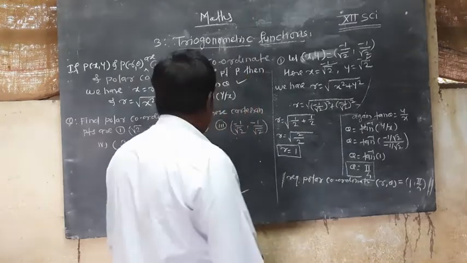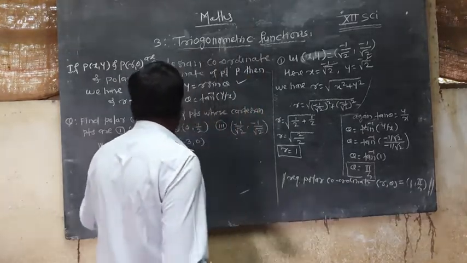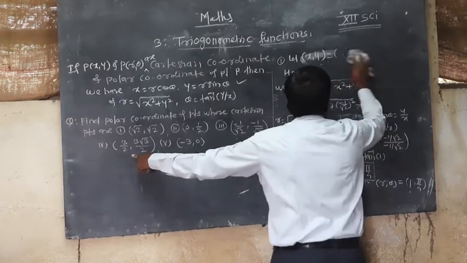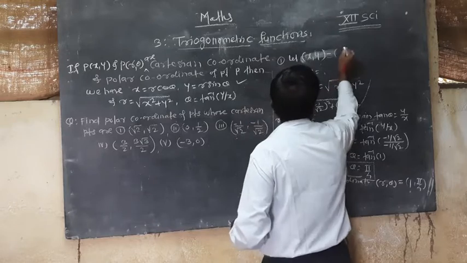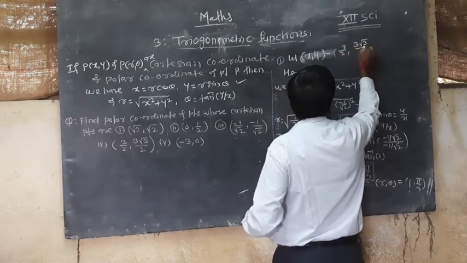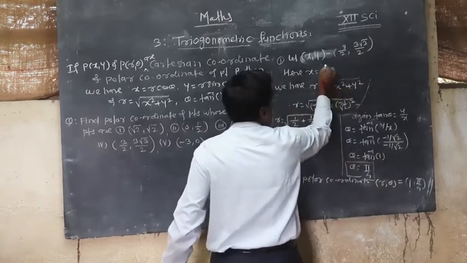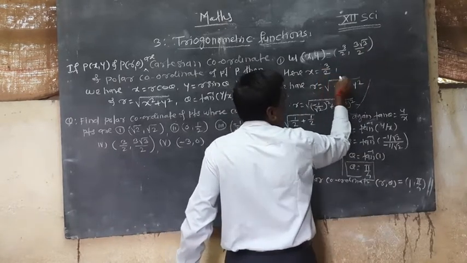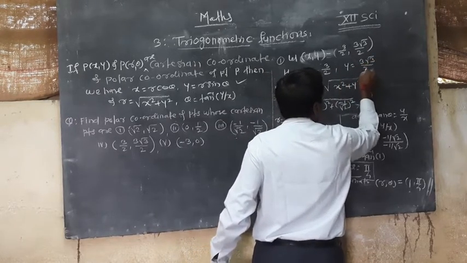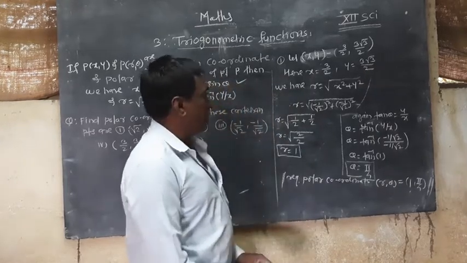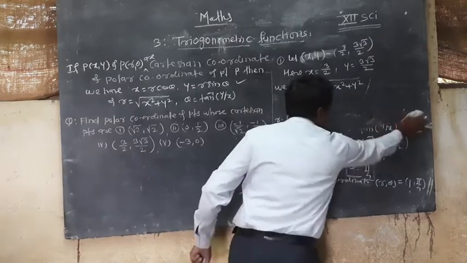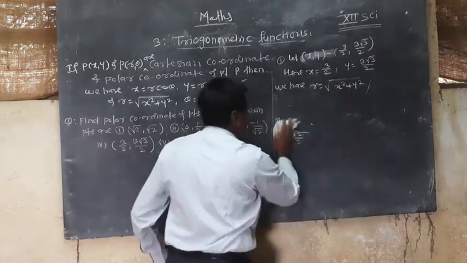Okay. Again one more example, so I will take this fourth example. Let us consider here x comma y as 3 by 2 comma 3 root 3 by 2. That means the value of x is 3 by 2 and the value of y is 3 root 3 by 2. For calculating the value of r, we know the relation r is equal to under root of x square plus y square. So again simplify this.